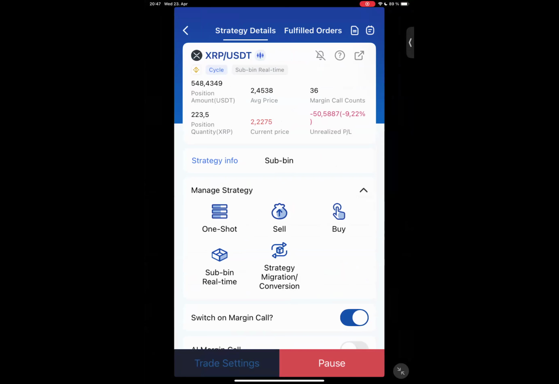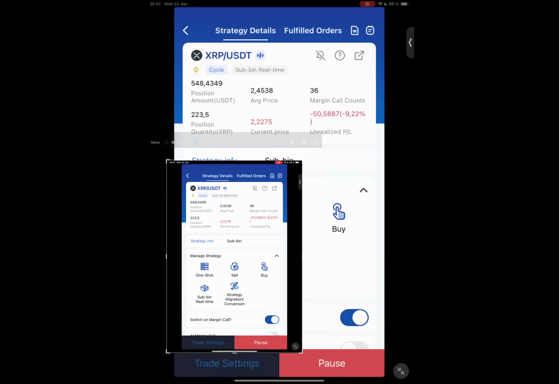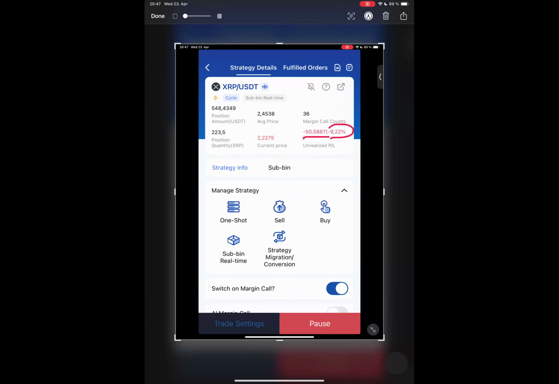When we came, it was 2.24, then it came to 2.2399. My floating loss was not negative 50. It was negative 40. It was, sorry, negative 48 USDT. And this was 8 point something.